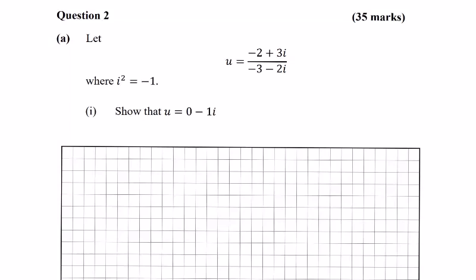Question 2, complex numbers. We're given u here. We're asked to show that u is equal to 0 minus 1i. So we're multiplying top and bottom by the conjugate of the bottom, which is minus 3 plus 2i.